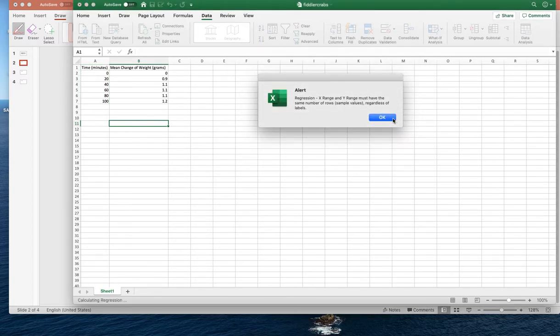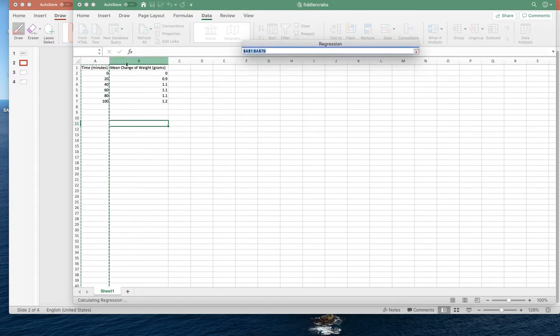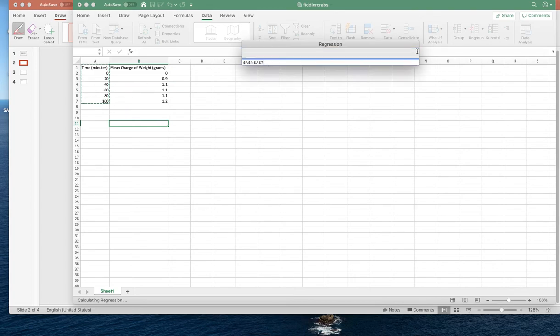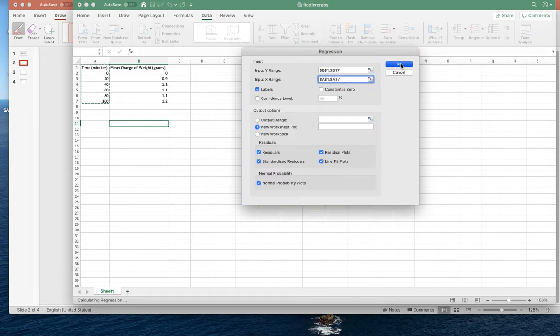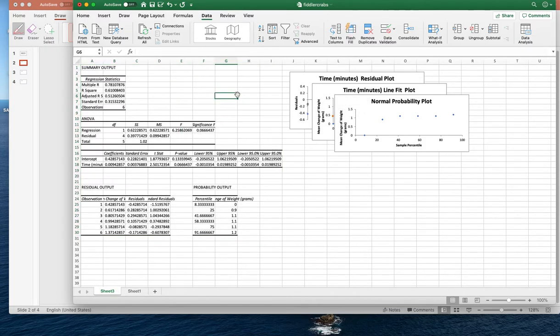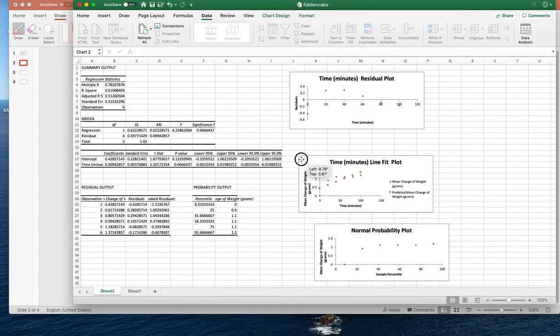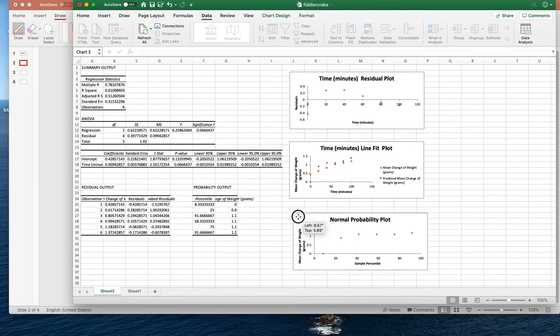And I apparently clicked the wrong number of values. Yes, I did. How did that happen? Okay. The x values are just from A1 down to A7. Okay. Now it worked. This will give us all of this lovely stuff in 3 graphs that are kind of on top of each other. Let me just take a few seconds to move those. Okay.